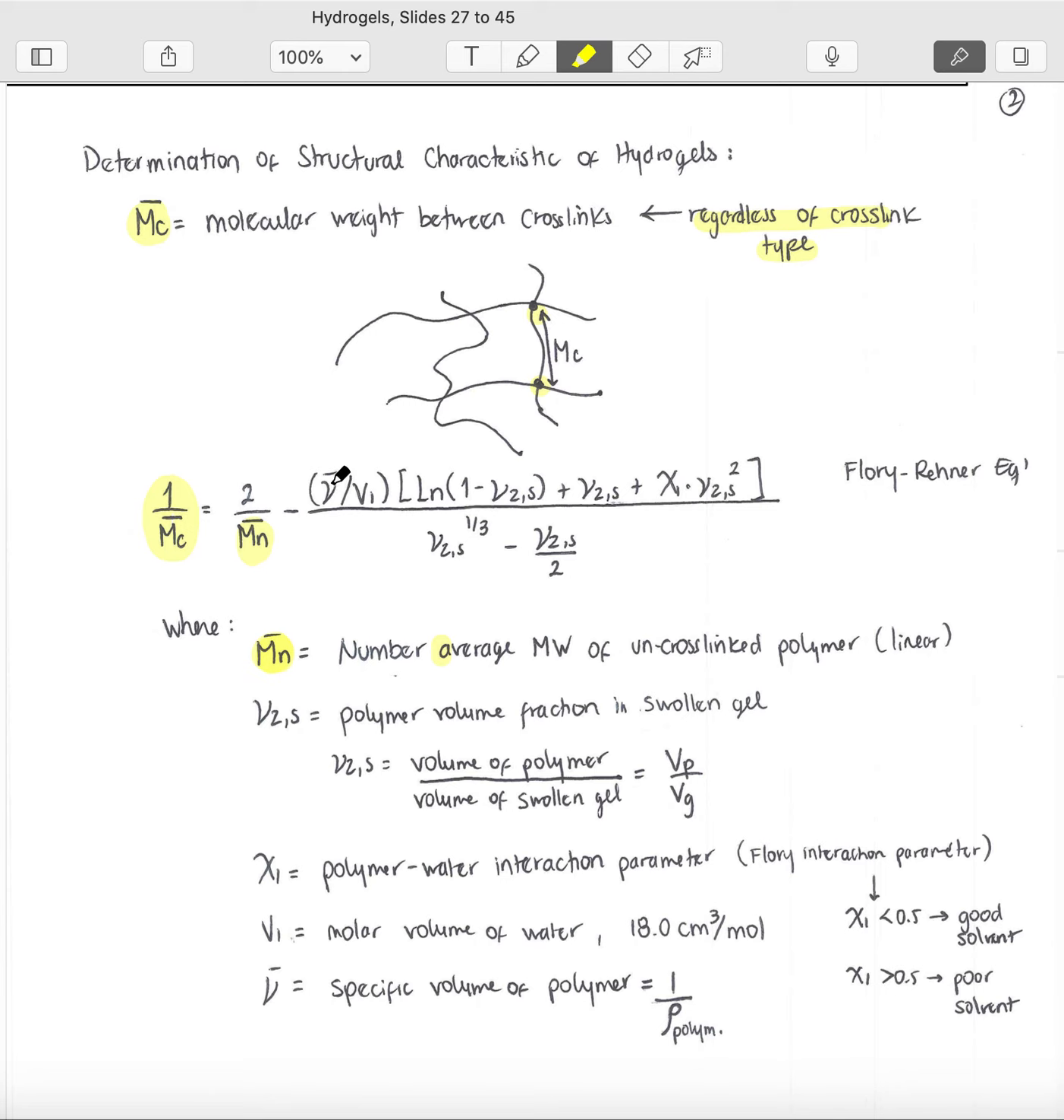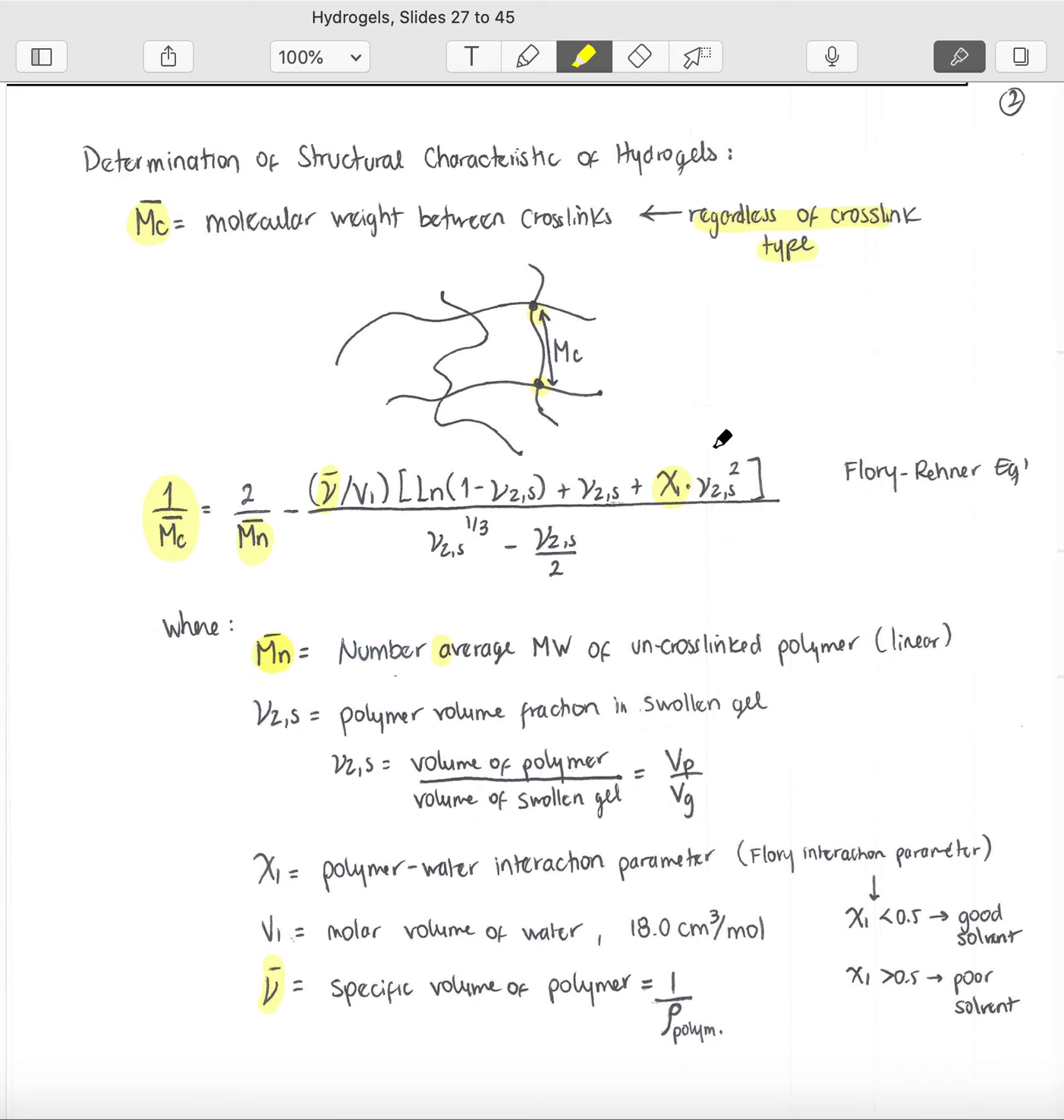Let's see, what else do we have that's new here? This right here is the specific volume of the polymer, which is defined as 1 over the density of the polymer. The V1 we already defined as the molar volume of water, which again is 18 centimeters cubed per mole. The phi 2S is still the polymer volume fraction in the swollen state, which again is determined experimentally by figuring out the volume of the polymer. Actually, I will talk about how to measure this on the next slide. And then chi, we already mentioned that this is the polymer-water interaction parameter, which is a value that can be found typically in the literature.